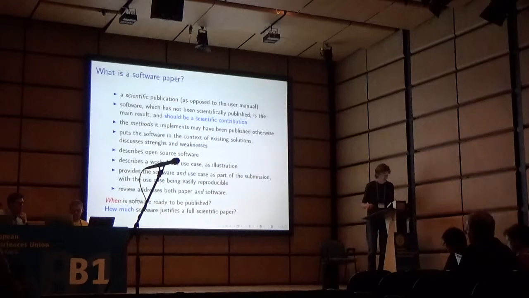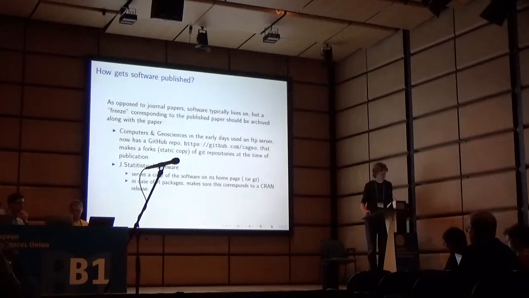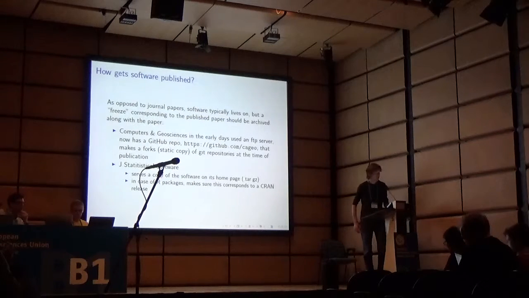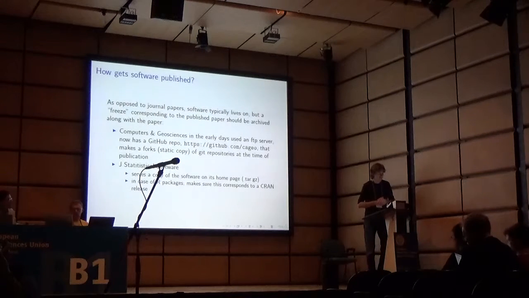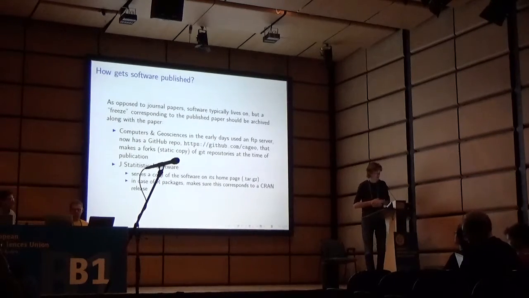And there's always the question of how much software justifies a full scientific paper, or whether it is more like a code snippet. So how does software get published, as opposed to a journal paper? Software typically lives on, but there needs to be a freeze, a clear version that corresponds to what has been described in the paper.